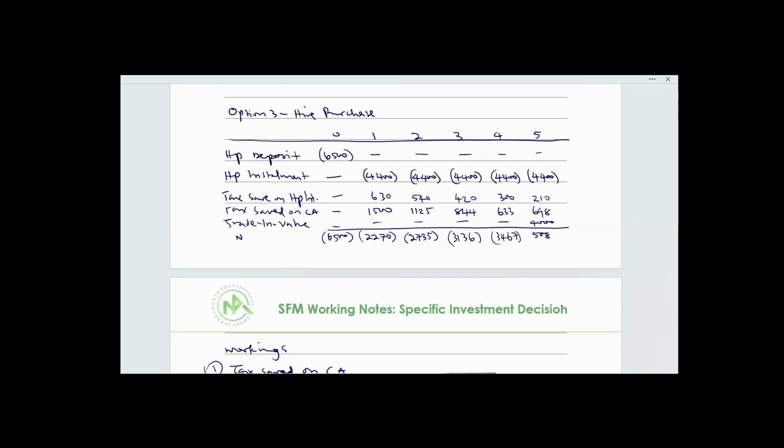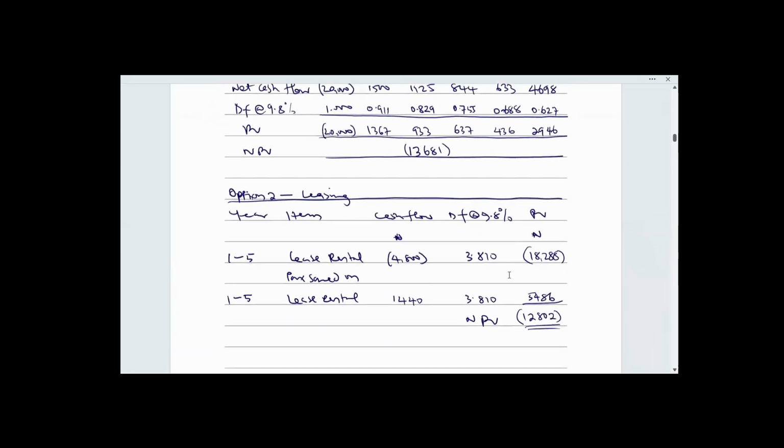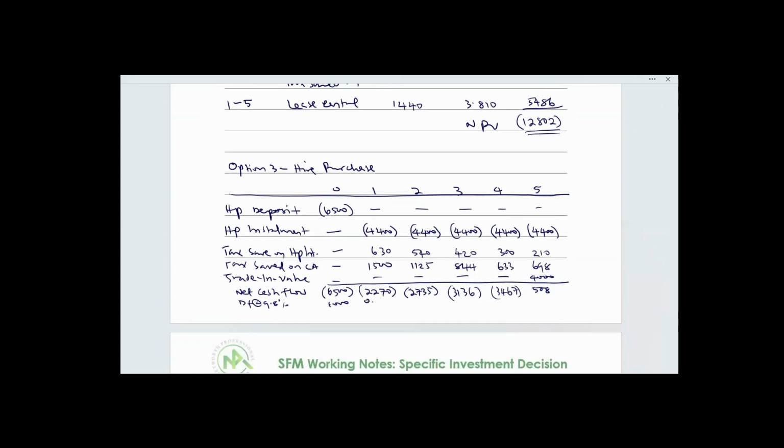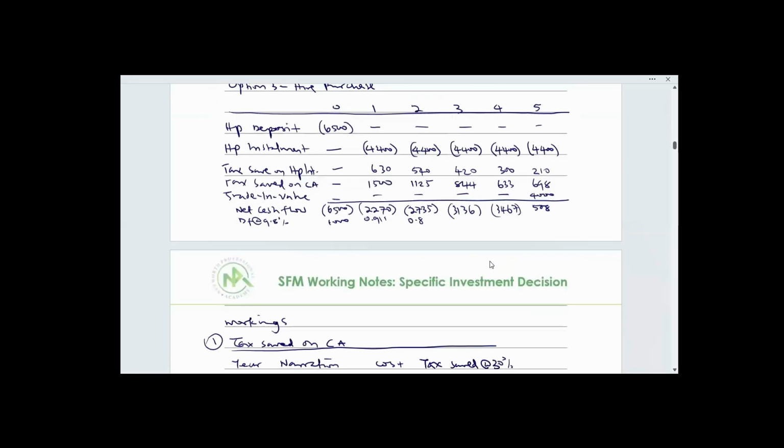So this is net cash flow. Let's discount at 9.8%. Here is year 0, factor 1. We have it up there: 0.911, 0.829, 0.755, 0.688, 0.627.